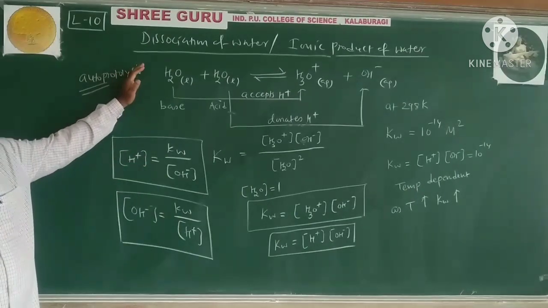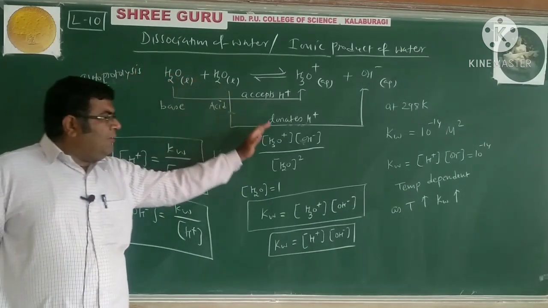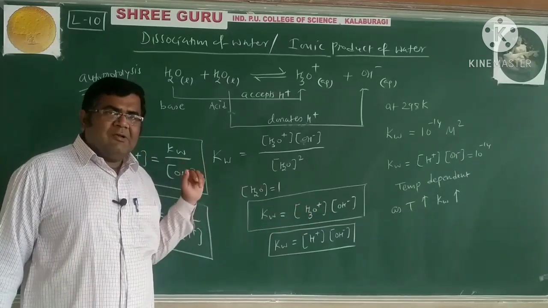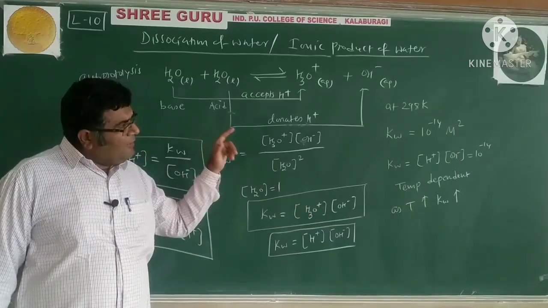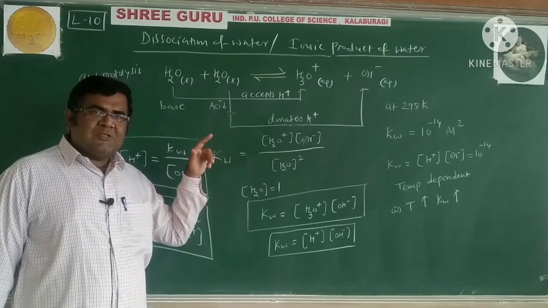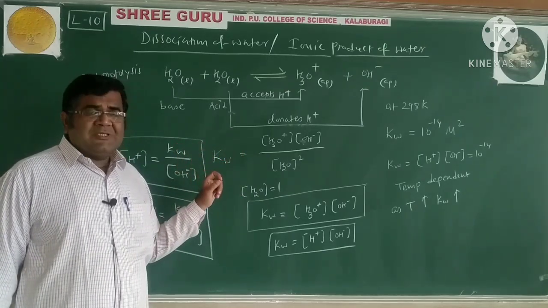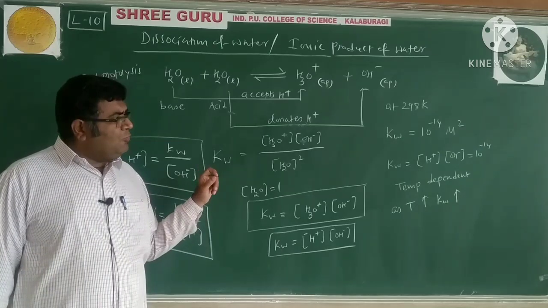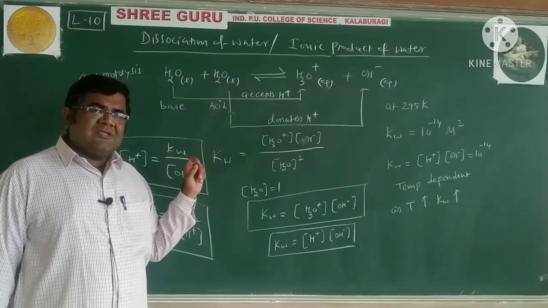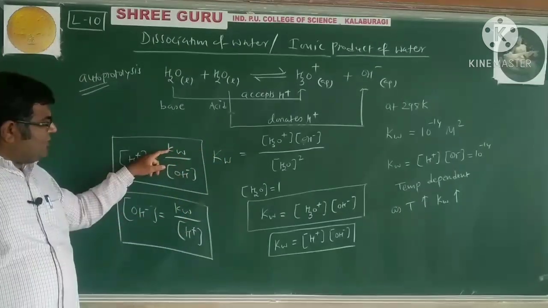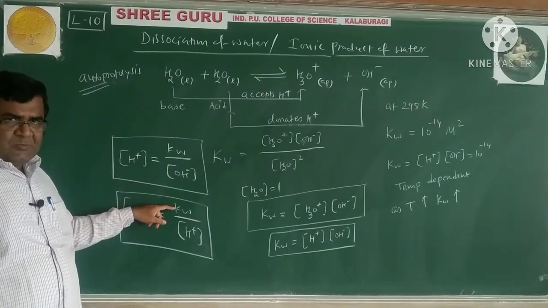So the ionic product of water is the product of molar concentration of hydronium ion and hydroxyl ion. At 298 Kelvin, its value is 10 raised to minus 14. It means the molar concentration of H plus ion multiplied by the molar concentration of hydroxyl ion is 10 raised to minus 14.